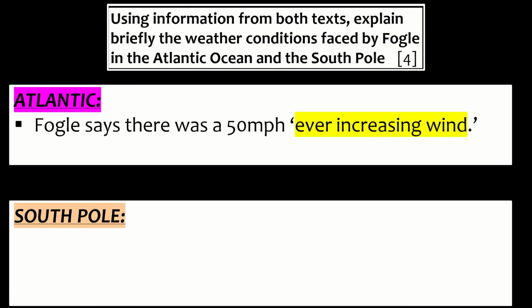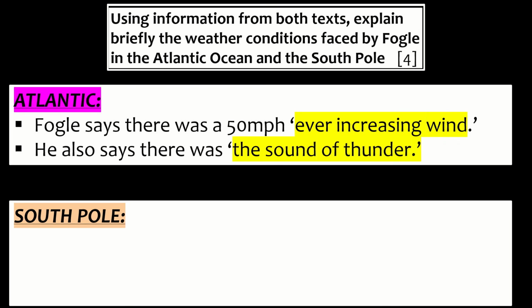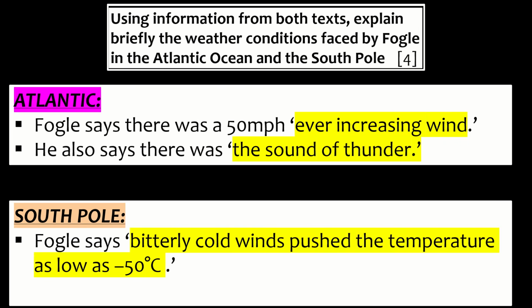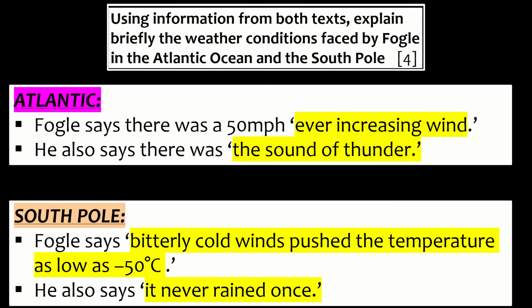So I've put, Fogle says there was a 50-mile-an-hour ever increasing wind. He also says there was the sound of thunder. And for the South Pole one, he says that bitterly cold winds push the temperatures as low as 50. He also says it never rained once. So really simple. I'm not analysing. I'm not comparing. This is all the examiner wants you to do. You might think this is easy, and you'd be right. It's an easy question.